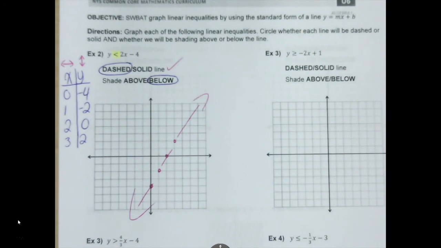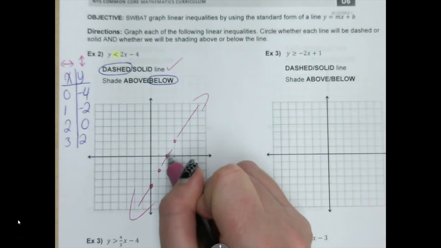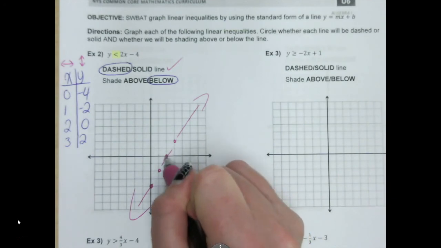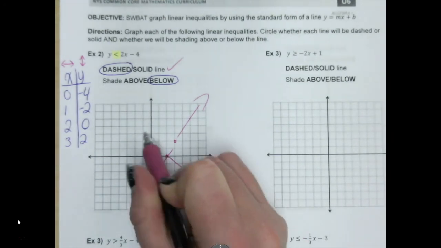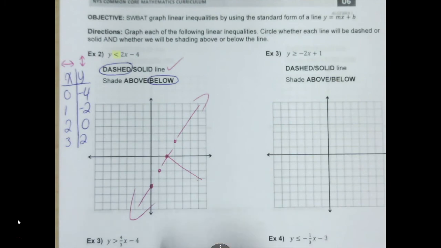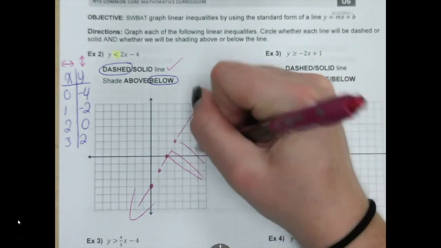Number 2, now I want to shade below the line. So as I follow those steps from before, I put my pen or pencil on the line, and if I want to be below, I just go below the line. If I were to go up, that would be above, but I want to go down for below. And this shows me where I should be shading.